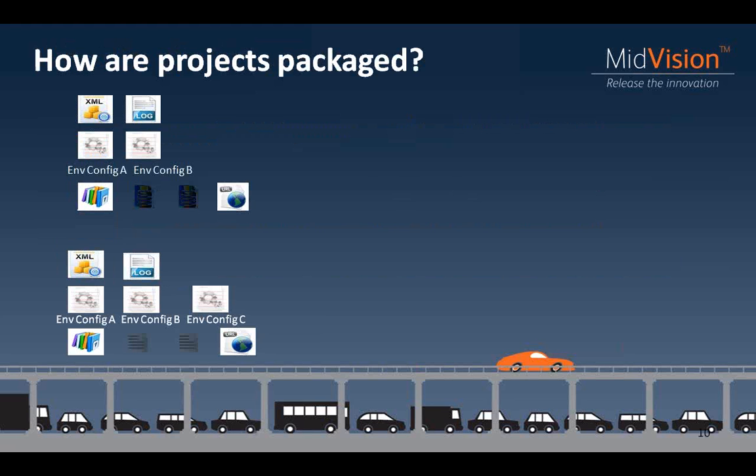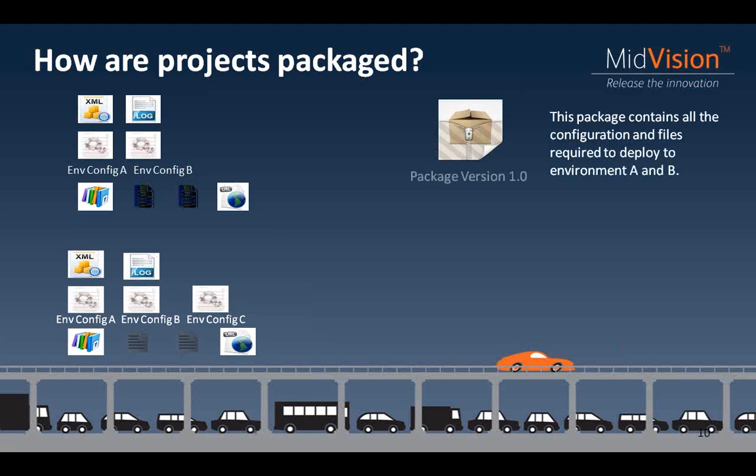So, how are projects packaged? Well, here you can see we're seeing environment config A and environment config B, which we've just discussed. The XML file, the log file, and any external resources, they all go into a zip file, effectively. It could be jar, tar, or zip. And that package will contain all the configuration required to deploy to environments A and B.